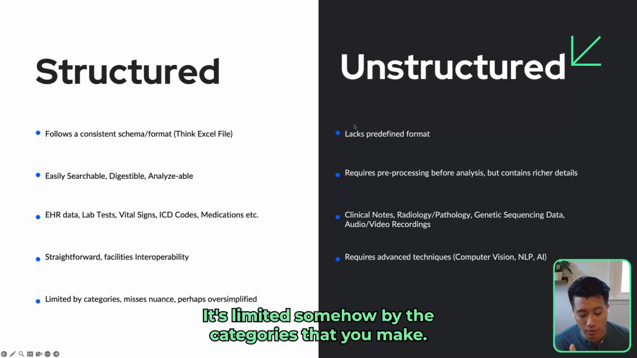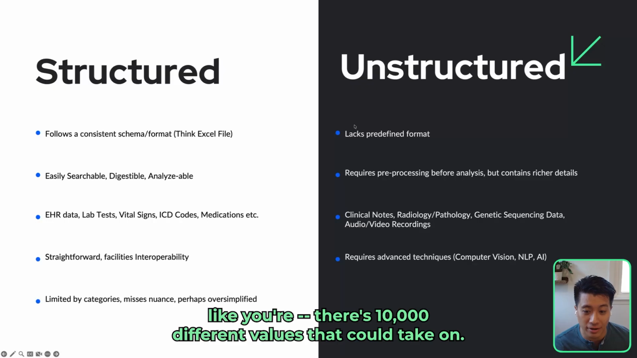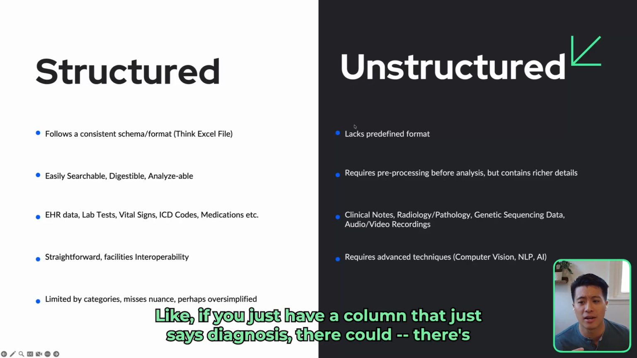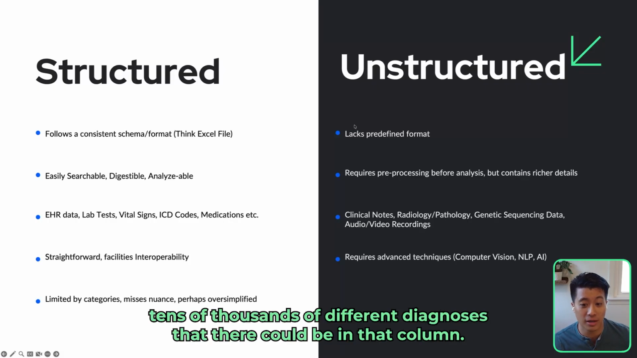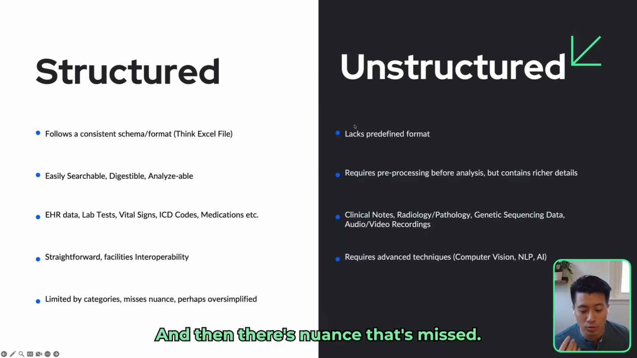It's limited somehow by the categories that you make. If you make a column where there's a lot of nuance involved, like there are 10,000 different values it could take on, like if you just have a column that says diagnosis, there are tens of thousands of different diagnoses that could be in that column. How useful is that to your research purpose? And then there's nuance that's missed.